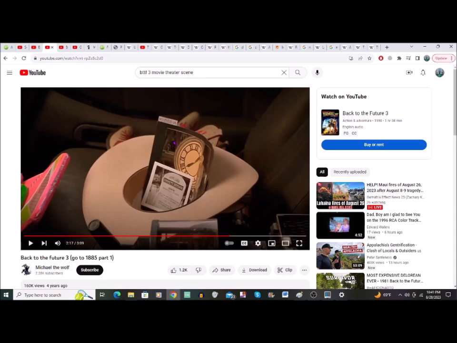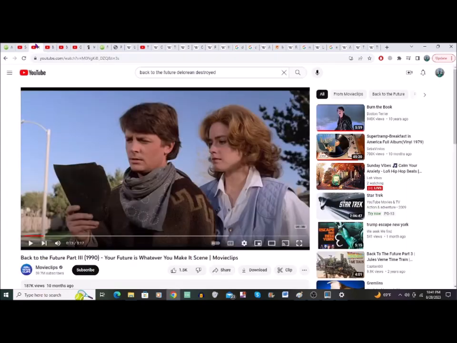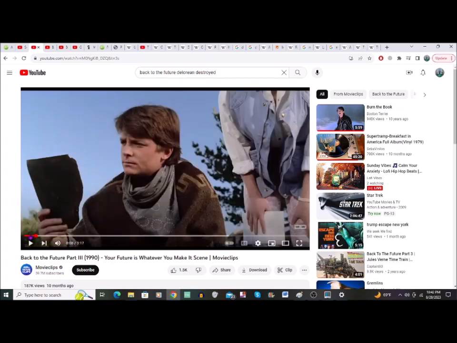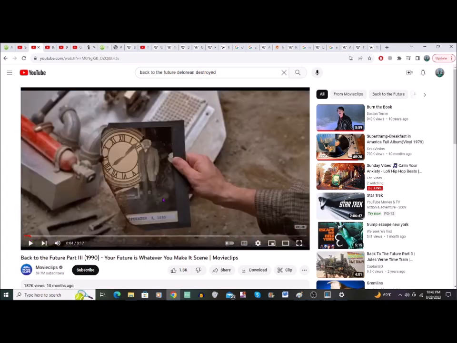So with all that being said, what we want to do is go to this scene, because this is the scene where the DeLorean has just been smashed up. Marty has just gone and got Jennifer, and they're sifting through the wreckage here, and Marty picks up the same picture again. And on this picture, you can still read September the 5th, 1885.